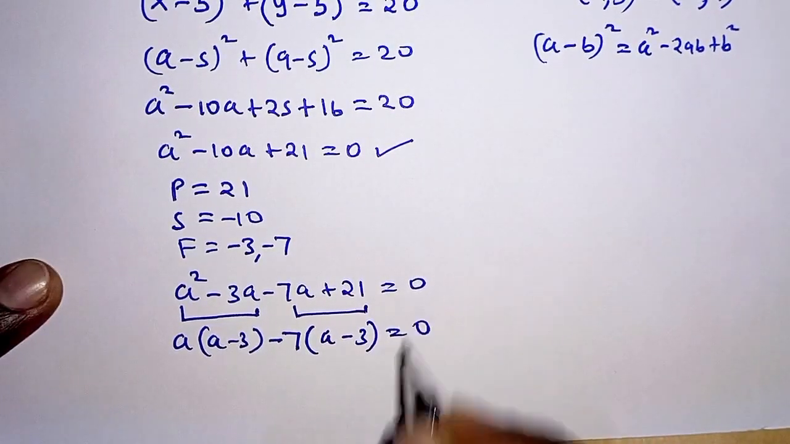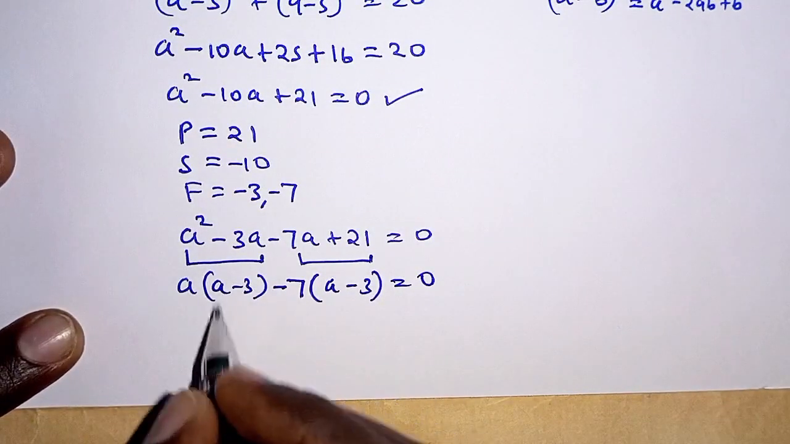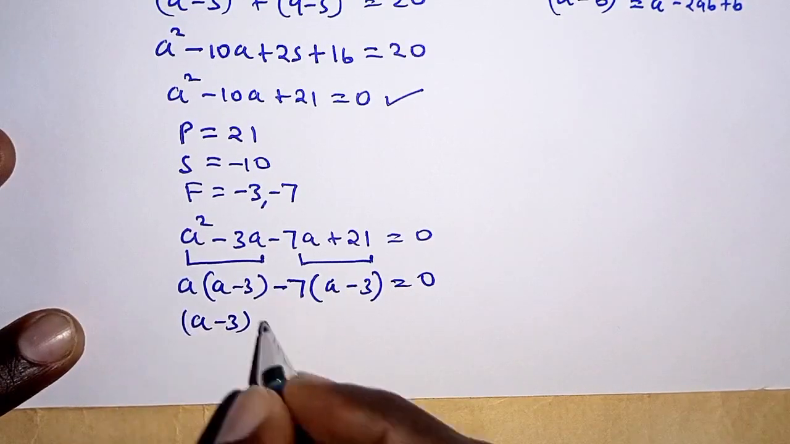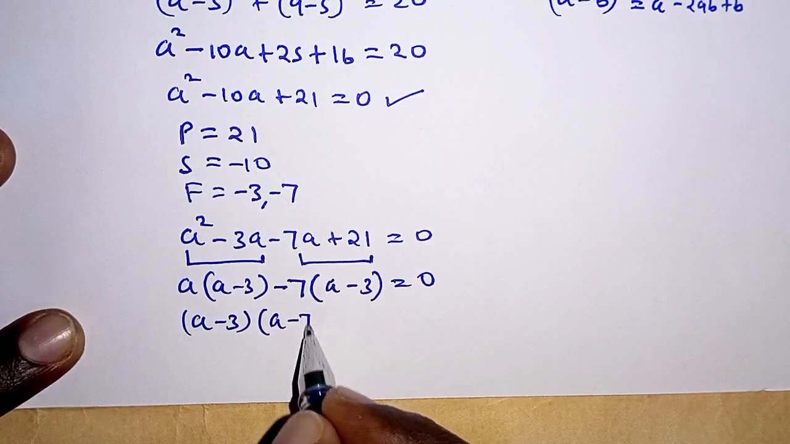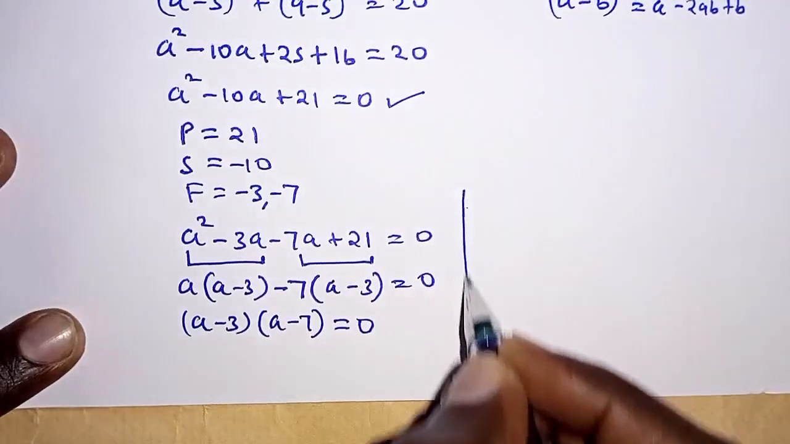And then we equate to 0. Well, a minus 3 is common. Factoring it out again, we have (a minus 3), and then in the other bracket, we have (a minus 7). And then the right hand side, we have 0.